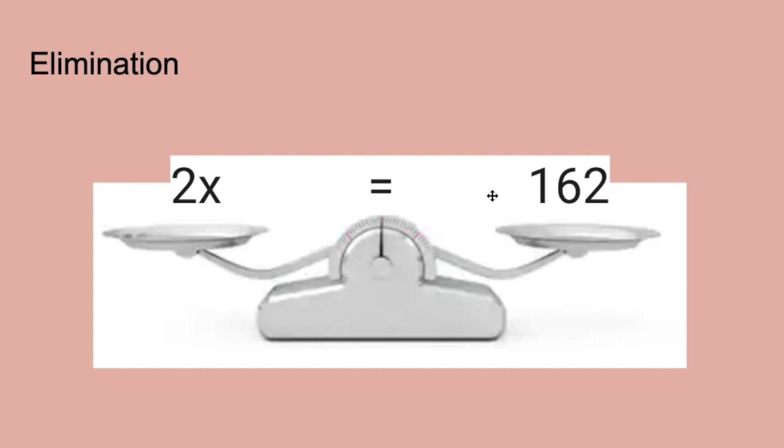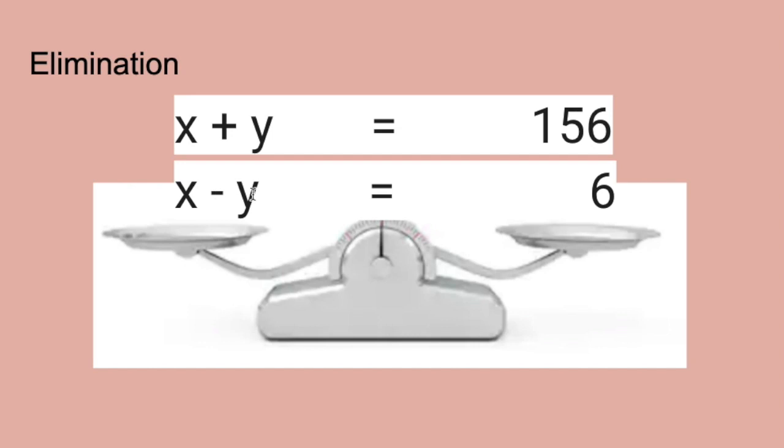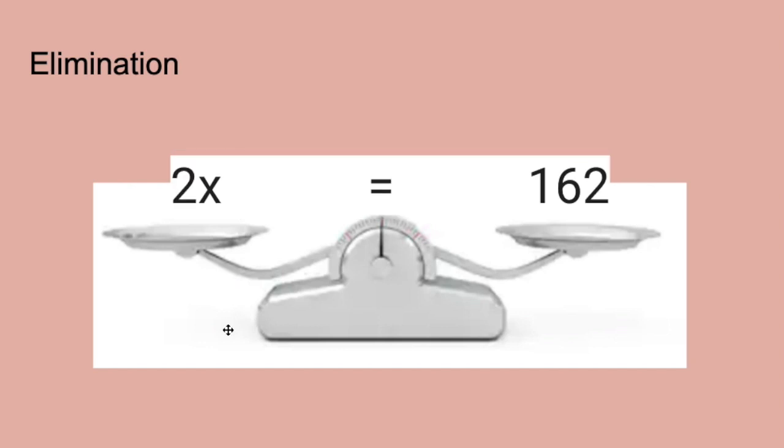Now I want to make sure you know why we added them. We added them because we saw a plus y and a minus y, and we knew we were going to try to eliminate that variable. Because when we add those two together, the y in essence goes away. It's eliminated. We can then solve that fairly easily and get x equals 81. We can go on to solve for y, just like we did before.